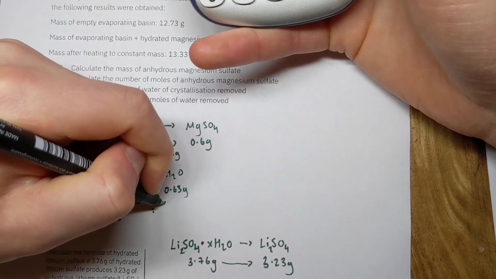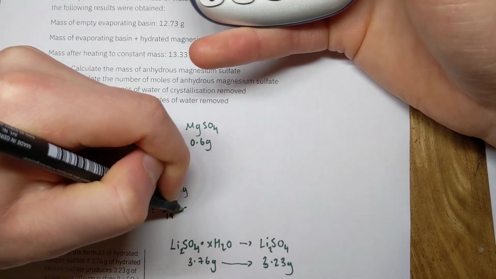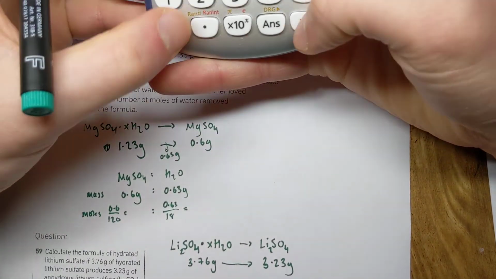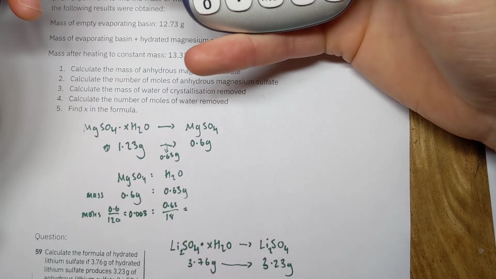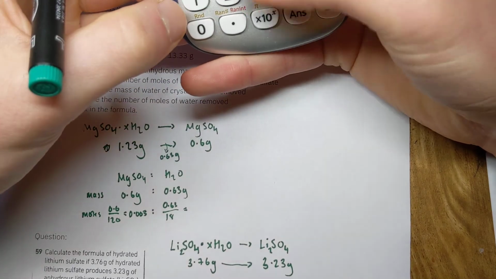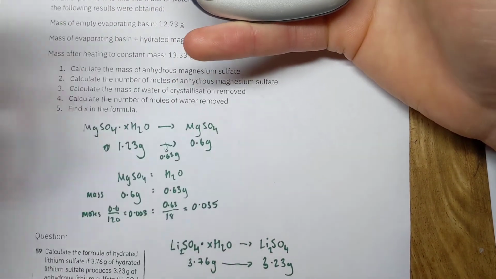Moles of water, 0.63 over the RFM of water, which is 18. Do those quick wee sums here. 0.6 divided by 120 ends up being 0.005, or 5 by 10 to the minus 3. 0.63 divided by 18 ends up being 0.035.